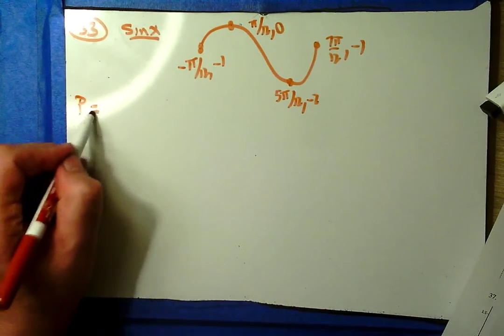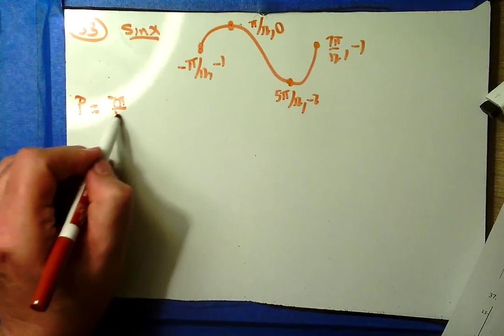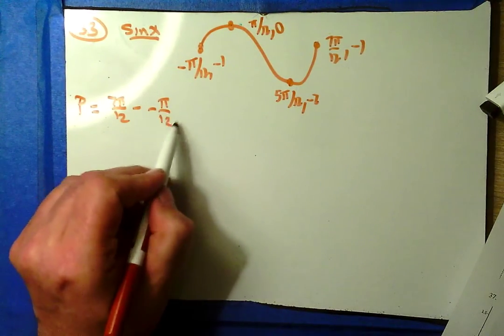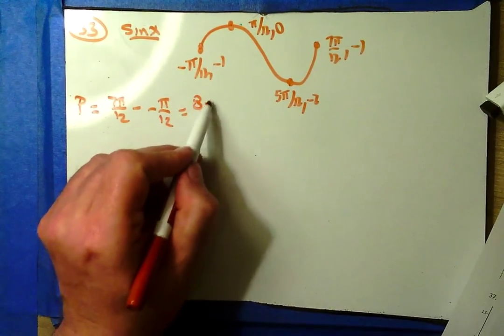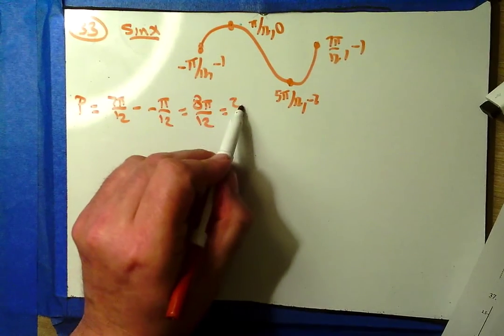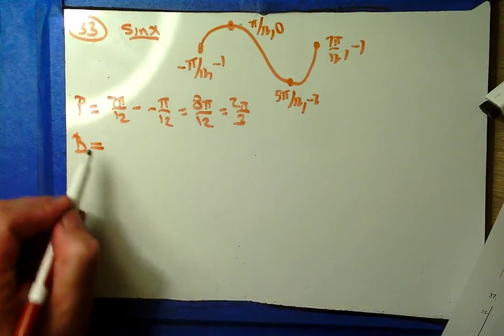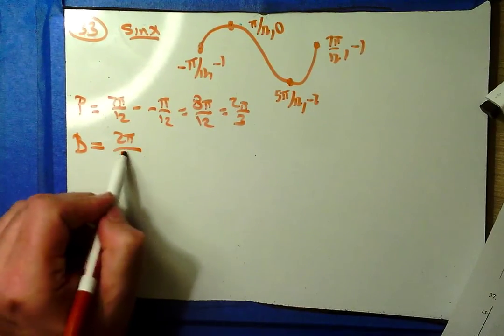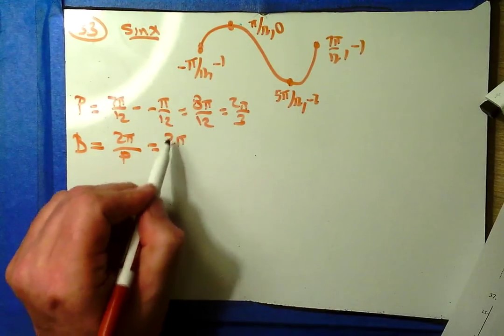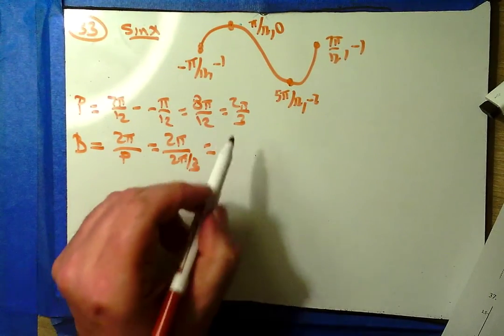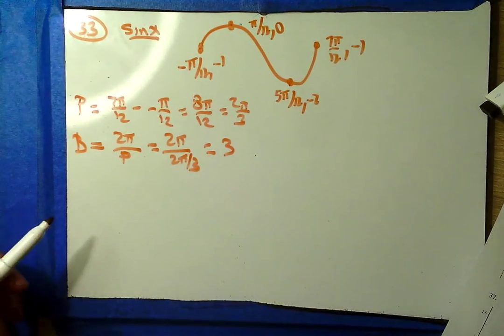Our period, 7 pi over 12 minus negative pi over 12, gives me 8 pi over 12, or 2 pi over 3 if I reduce. My b value will be 2 pi over the period, so 2 pi over 2 pi over 3. And when we simplify, we should end up with 3 there.